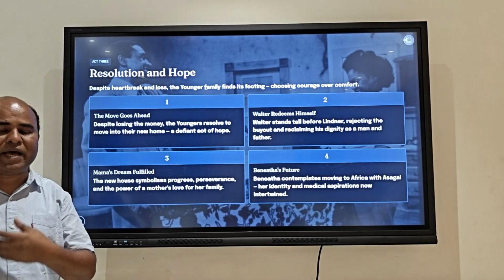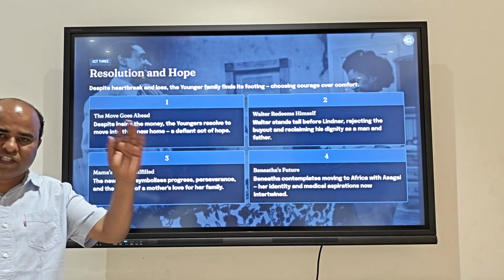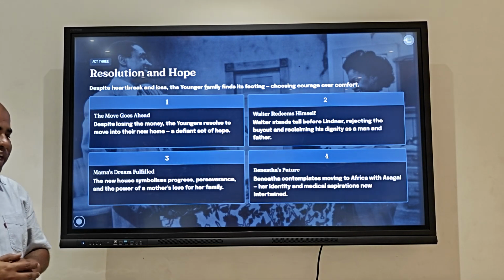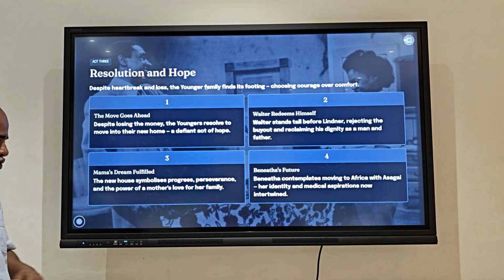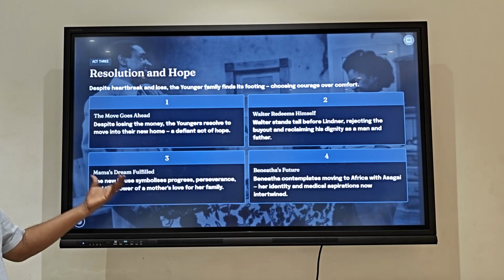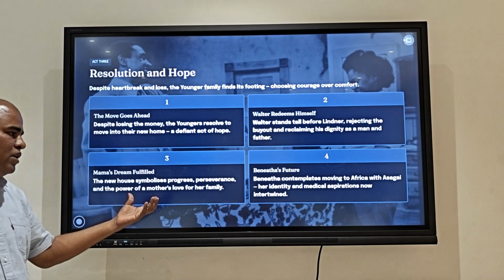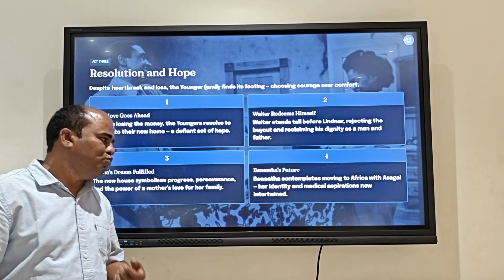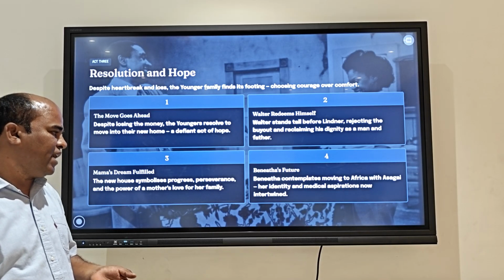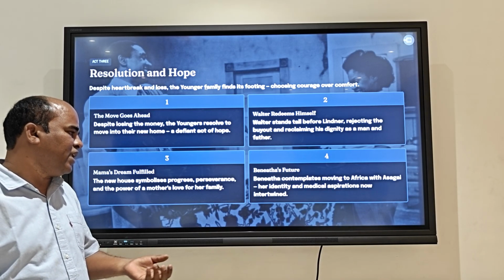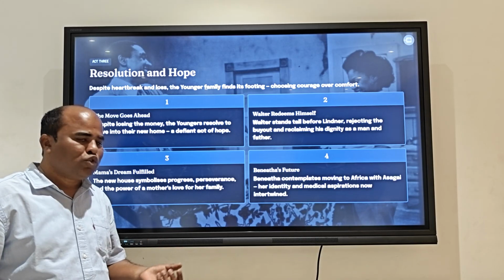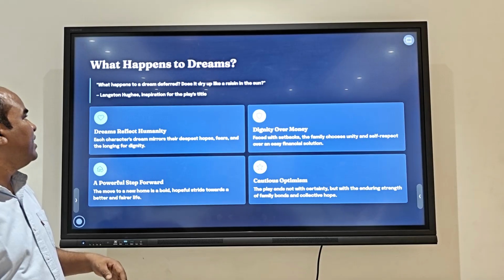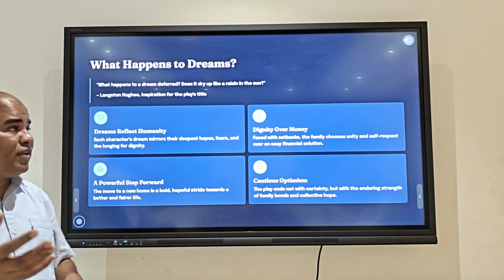Mama's dream of buying a house in order to fulfill the dream of her husband and in order to ensure a better future for their next generation is also fulfilled by making this decision. And Beneatha contemplates moving to Africa with Asagai, but her identity and medical aspirations now intervene. So Beneatha also makes a choice towards the end of the play, and this is a very important thing.